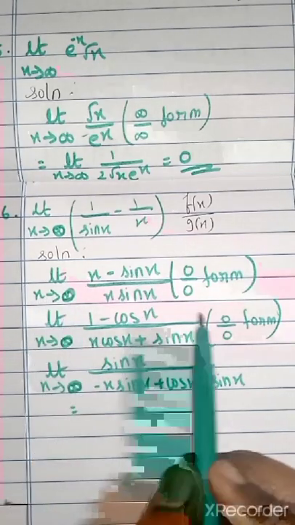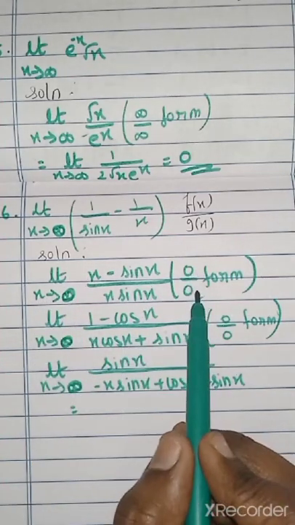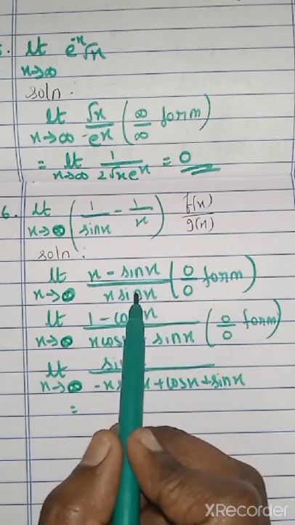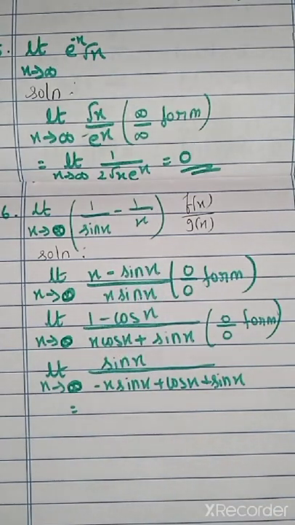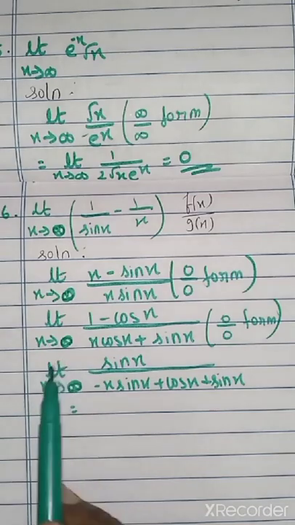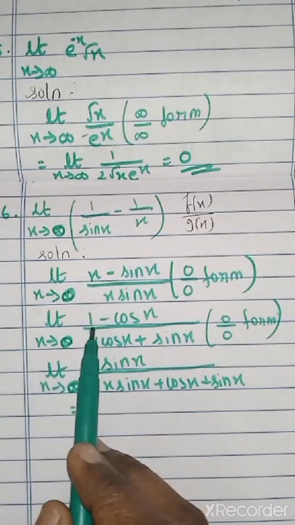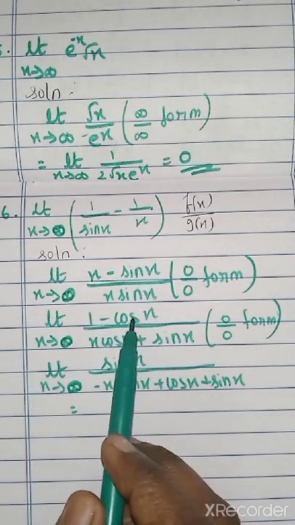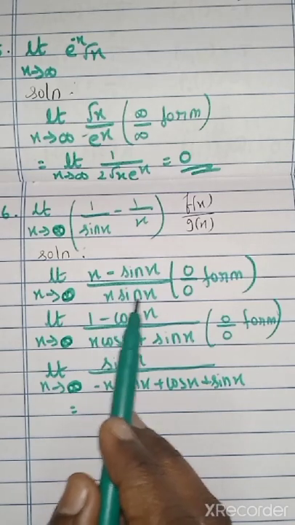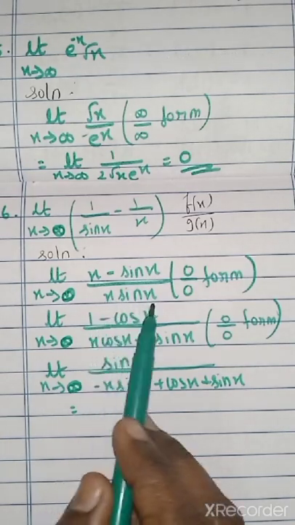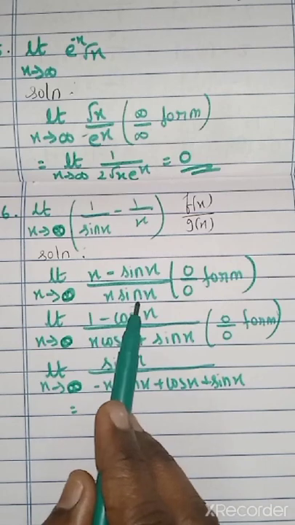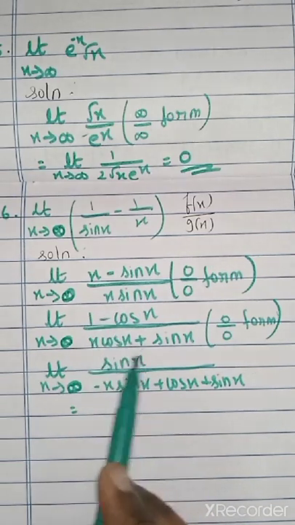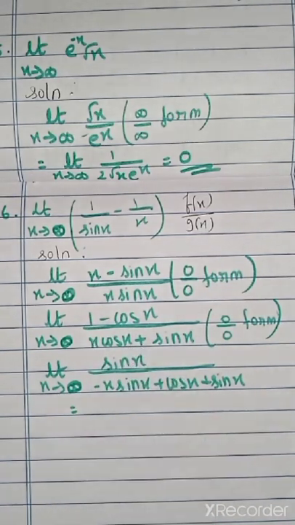Now if you substitute x equal to 0, this will become 0 by 0 form, correct? Numerator full 0 ido, denominator full 0 ido. Okay, so we can use the L'Hopital rule. X differentiate panna 1, sin x differentiate panna cos x. Denominator we have to use UV method. So UV method is u into v dash plus v into u dash. So x into cos x plus sin x.